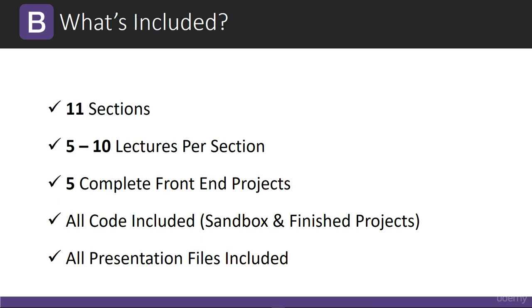Alright, so we have 11 sections in this course with 5 to 10 lectures per section. The first 5 sections are going to be basic learning sections, looking at the framework and looking at utilities and CSS components, things like that. We're going to be using something called the Bootstrap Sandbox, and then the rest are going to be project-based sections. Alright, and all the code will be included.